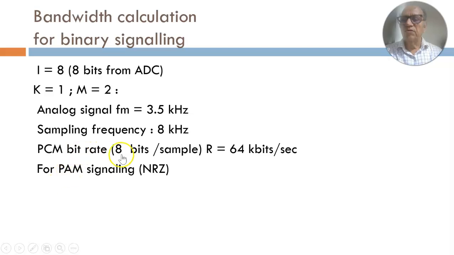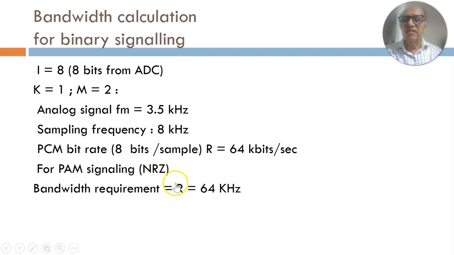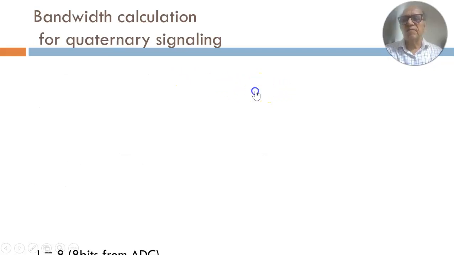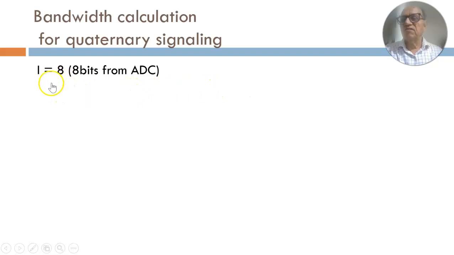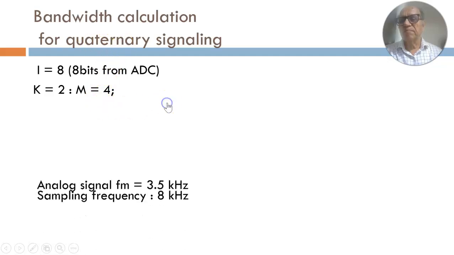Now, when you code this by a waveform, let us assume that we have a full width pulse that is non-return to 0. In that case, the bandwidth requirement is the same as R itself, which is 64 kilohertz. Okay, so that is the bandwidth requirement for binary signaling. Let us now obtain the bandwidth requirement for quaternary signaling. So again, initial calculations are similar. I equal to 8 bits from ADC, but now k equal to 2 and m is equal to 4. So 4 waveforms, that is why quaternary signaling.